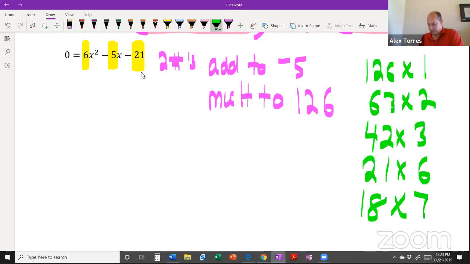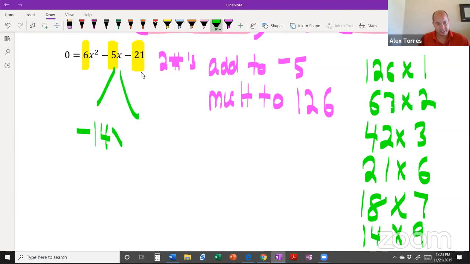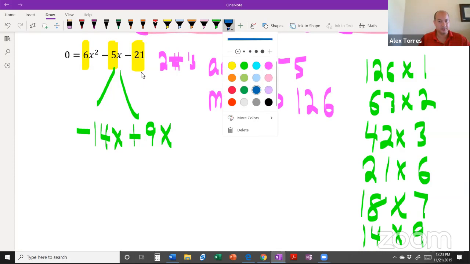126 divided by 8. It doesn't divide evenly. Divided by 9. So 14 times 9. 14 minus 9 is 5. 9 minus 14 is -5, so we found it. So we're going to take the -5x and we're going to split it up into -14x plus 9x. Could I have split it into 9x minus 14x? Absolutely, it still would have worked.